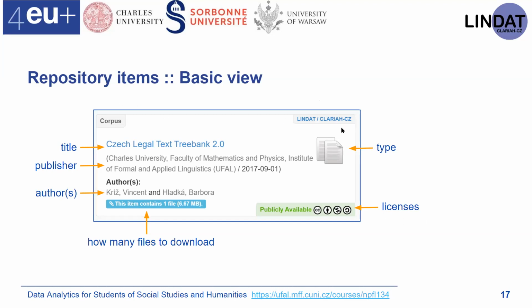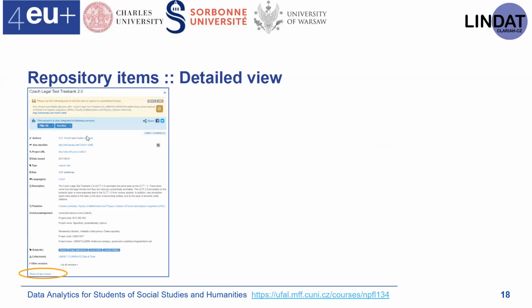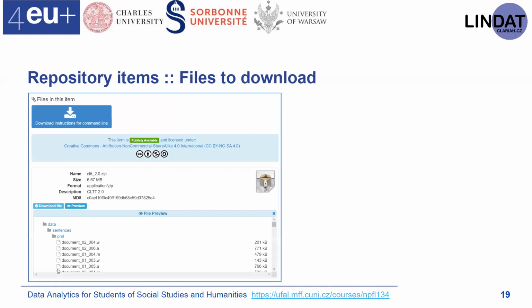Right? So here are the basic or key ones. More information is provided here, and with show full item record, a complete list of metadata for a given data set is available. And there are files to download, in other words, to download the data set, with a big button titled download instructions for command line. And here are the metadata about the data set.